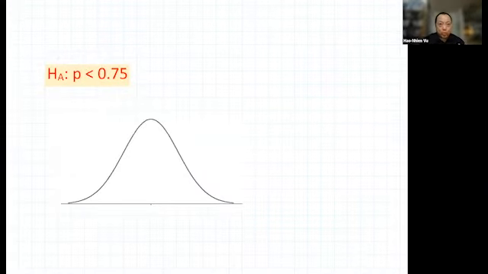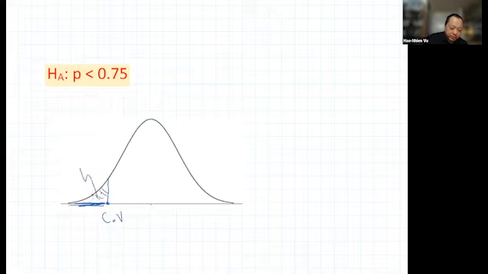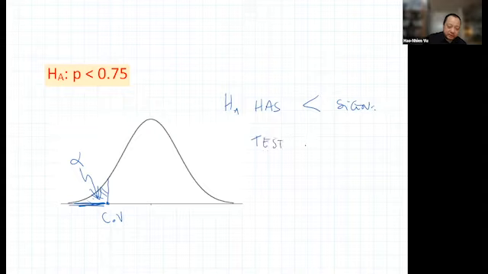Now let's look at where the alternative hypothesis has a less than sign like this. HA says p is less than 0.75. Then we would have the critical value over here, and the area to the less than side of the critical value is alpha. We say that the test is a left-tail test. When HA has the less than sign, we say that the test is left-tail.